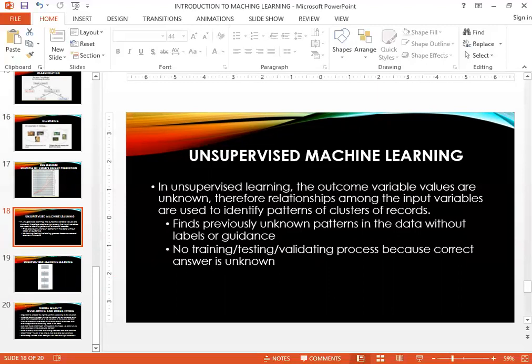What's done is basically clustering, and you give a whole big set of data and the computer looks to identify patterns or clusters of records. And once it identifies patterns, it is able to label those patterns. So it finds previously unknown patterns in the data without labels or guidance, and you don't give any guidance, right? So it's able to find those patterns on its own. And again, no training, testing, validation process is done. It's sort of able to do it on its own.